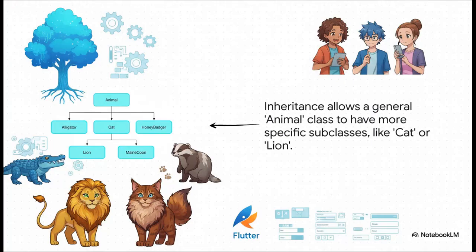This diagram here does a great job of showing another key idea, inheritance. You can have a general animal class and then create more specific classes like cat or lion that get all the animal features for free, plus their own special ones. This is exactly how Flutter works. You take a generic widget and extend it to make your own custom button.